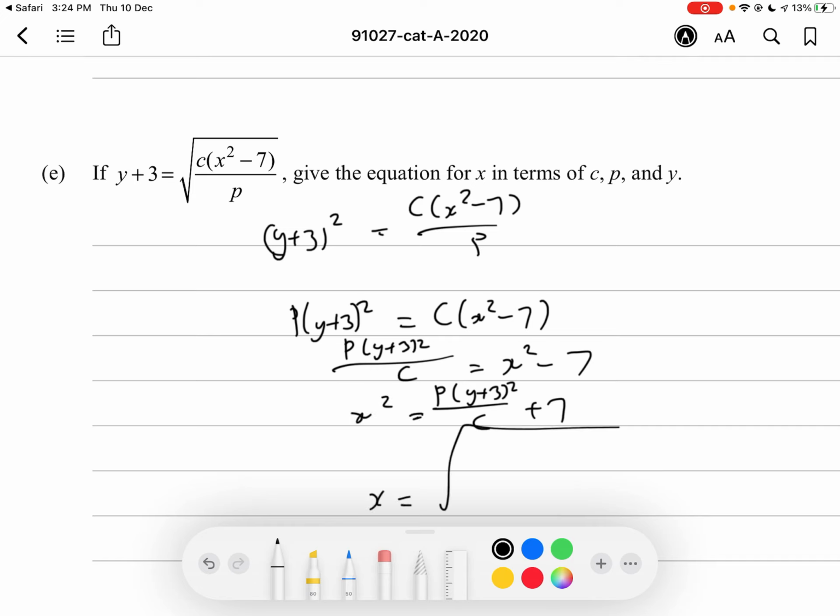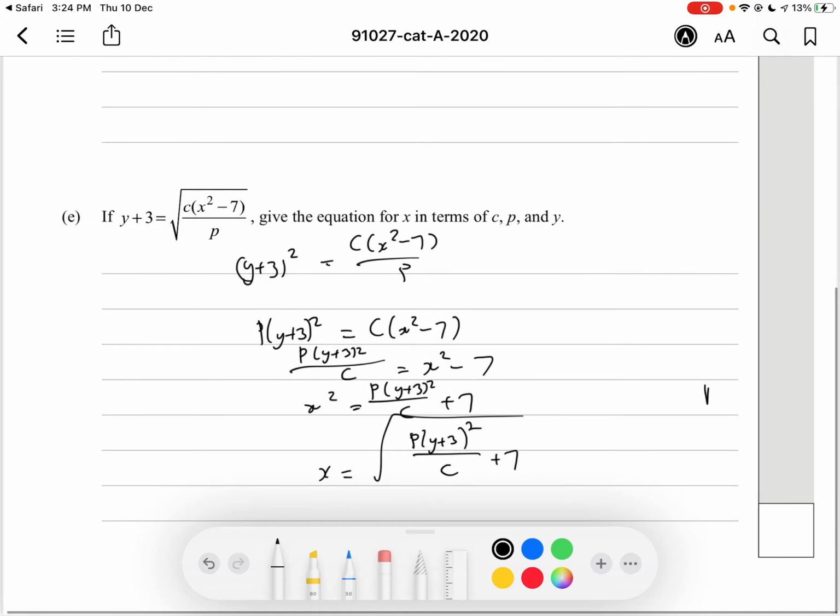So therefore, x equals the square root of everything inside. So that's the square root of p times (y plus 3) squared over c plus 7. That's our final answer for this question. This should be a merit level question.